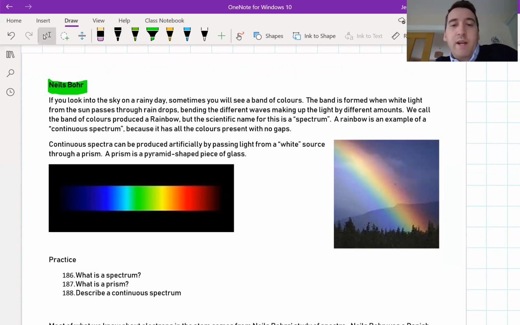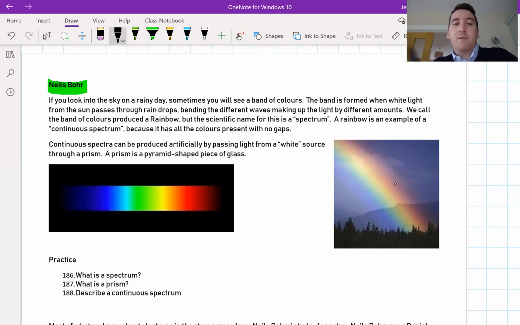Right, what is a spectrum? Hopefully you've said that a spectrum is a band of colors produced when light passes through a prism. So it's a continuous band of colors produced when light passes through a prism. What is a prism? That would be a pyramid or triangular shaped piece of glass. And finally, describe a continuous spectrum. A continuous spectrum is all the colors of a spectrum with no gaps. That's why we call it continuous. So as you can see, there's a black background, and we've got bands of all colors and no gaps.